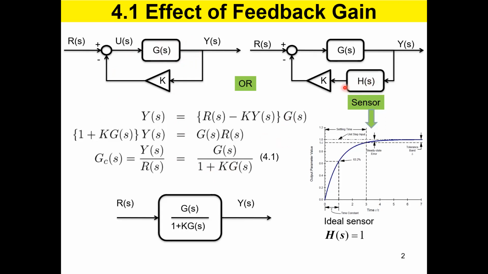Now, if you take, in addition to K, the sensor HS also, what would it look like? If you look at this equation, YS equals RS minus KYS. Now HS will go in here together with K. Because we assumed HS to be 1, it is not there. Otherwise, it should have been KHS times YS. This is the whole signal now times GS. So the only difference is that together with K, you get H. Any transfer function on the feedback loop comes with K.